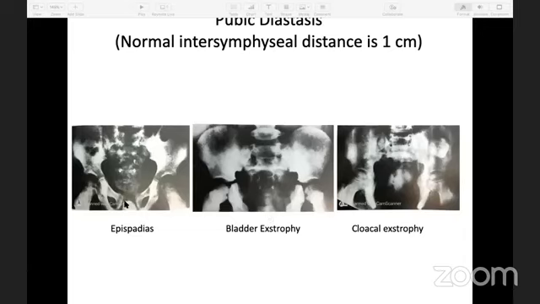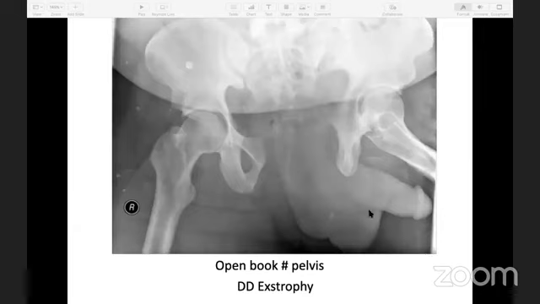Normal intersymphysial distance is 1 centimeter. Now you can see as we progress from epispadias to bladder exstrophy to cloacal exstrophy, this distance increases. Due to marked pubic diastasis, it could be easily mistaken for exstrophy.